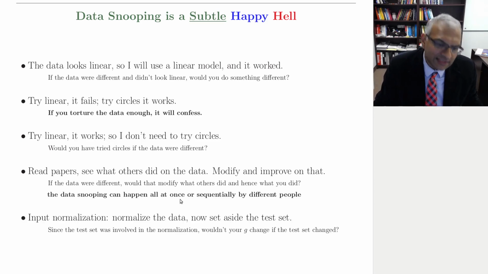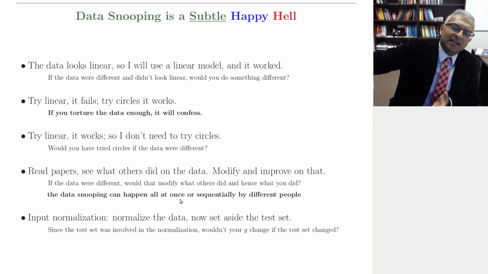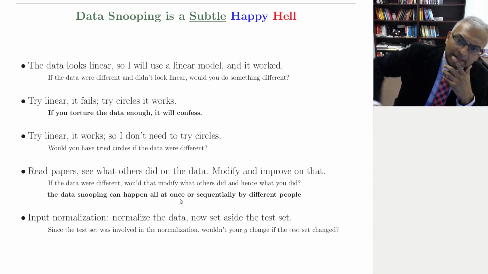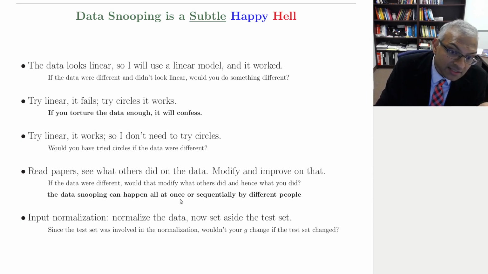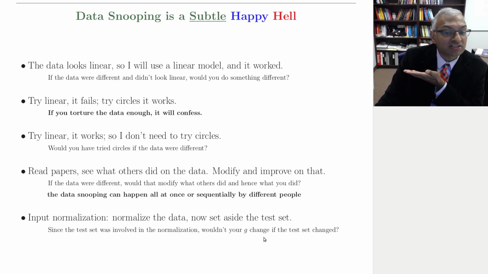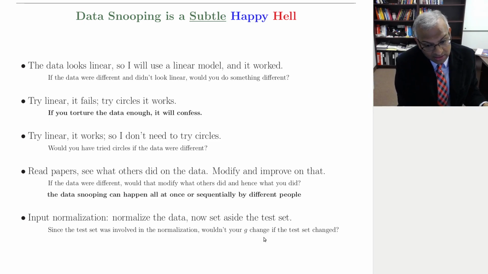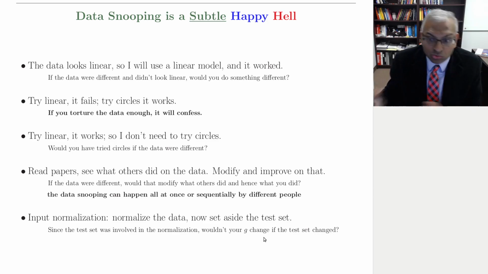And one final example, input normalization. Let me normalize all the data. Now let me set aside a test set. Now this is subtle. Well, the test set was involved in the normalization. So if the test set changed, wouldn't your G change? Wouldn't your final hypothesis change? It would, because if the test set changes, it changes the normalization. The changed normalization might change your final hypothesis. So your final hypothesis is influenced by the test set. So you cannot use that test set anymore to assess your final hypothesis.